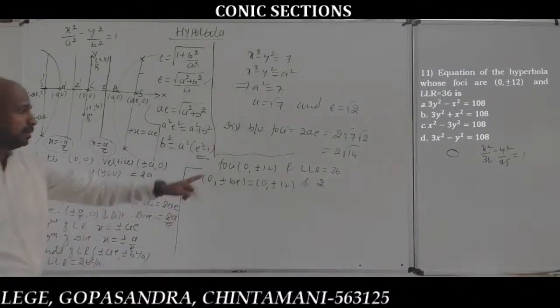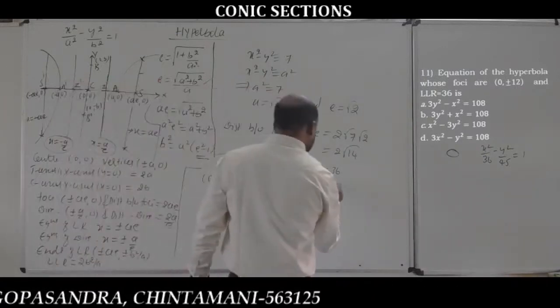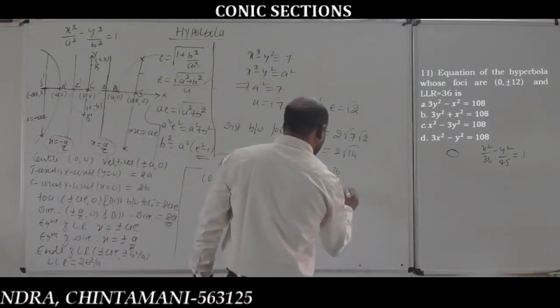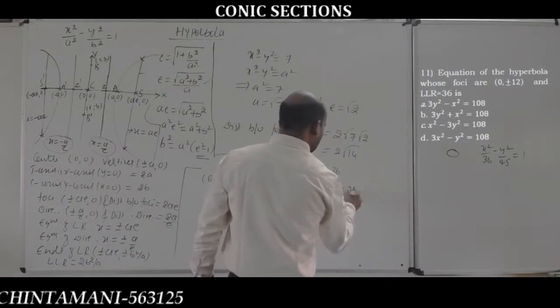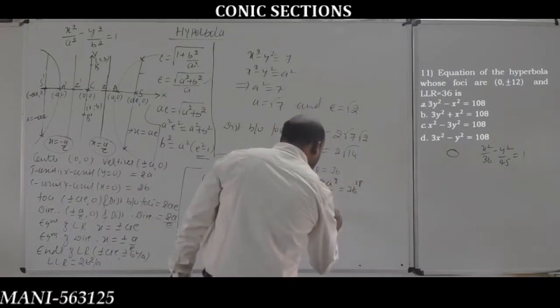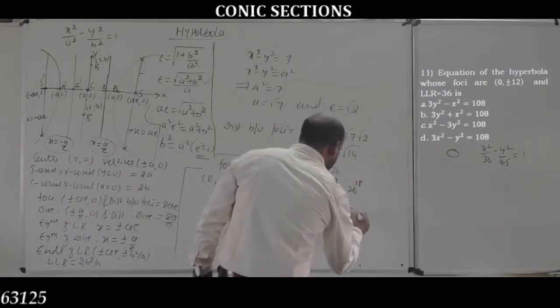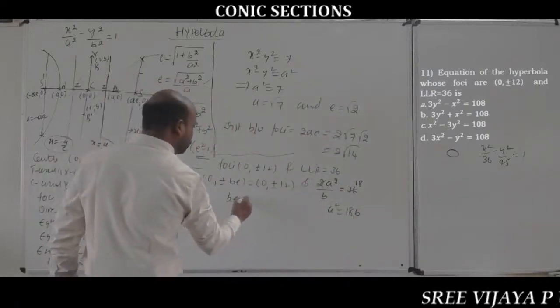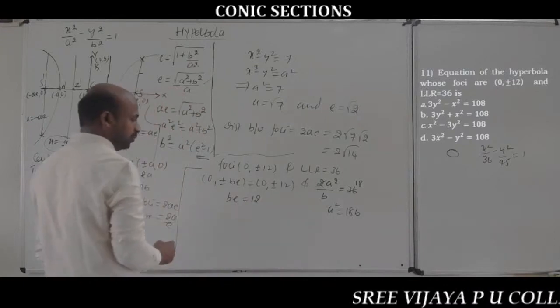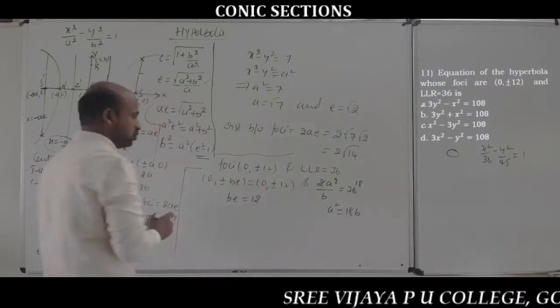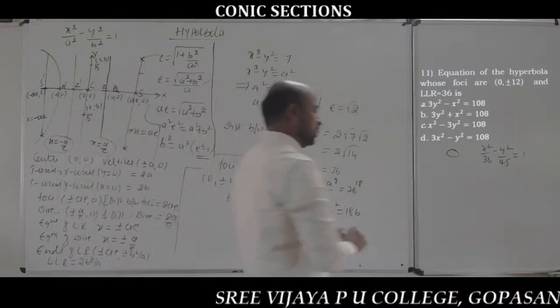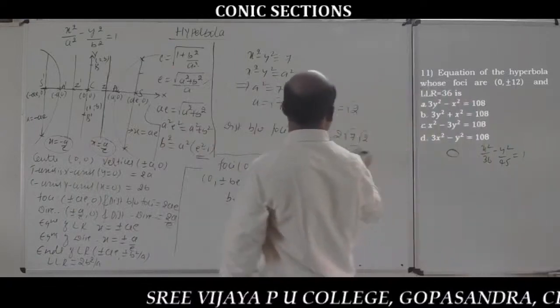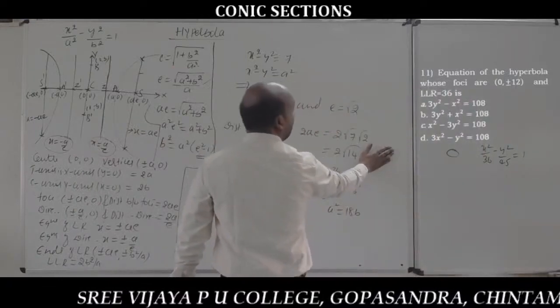2a square by b. Okay, 2a square by b is equal to 36. So 2 ones are 2, 18s are. So value of a square is 18b. Okay, and here it is b into e is equal to 12. So b equals 12, a square is 18b. So now we have to find the equation of the hyperbola.